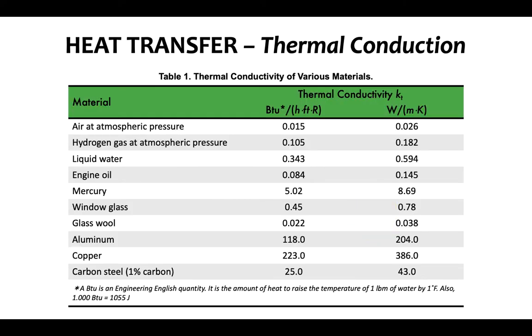For the thermal conductivity of the material, k, the value of thermal conductivity can be found in this table that follows the standard value, meaning the value of thermal conductivity is constant according to the type of material used. Examples of materials here are liquid water, mercury, aluminium, copper, carbon steel, and so on.